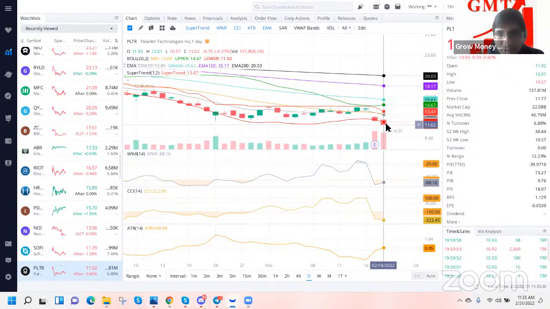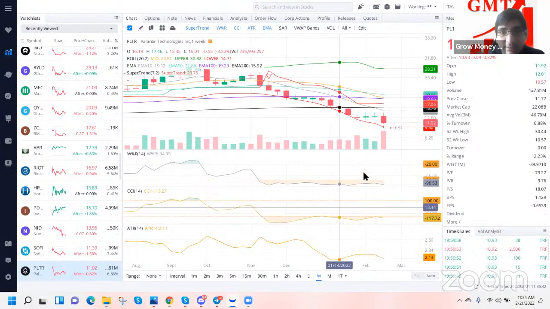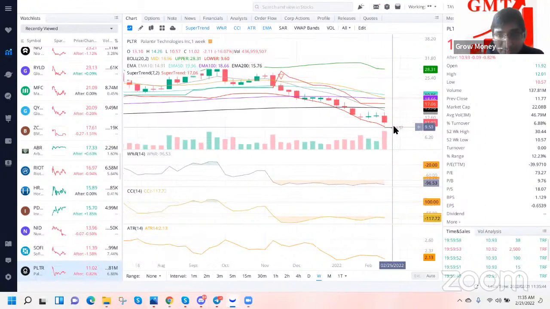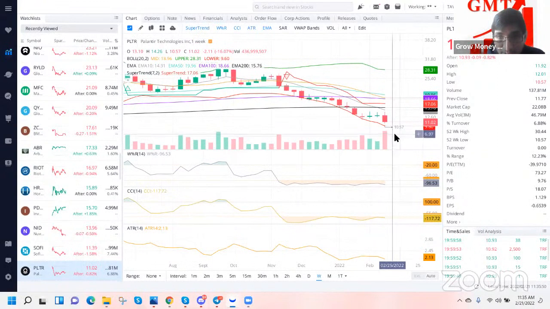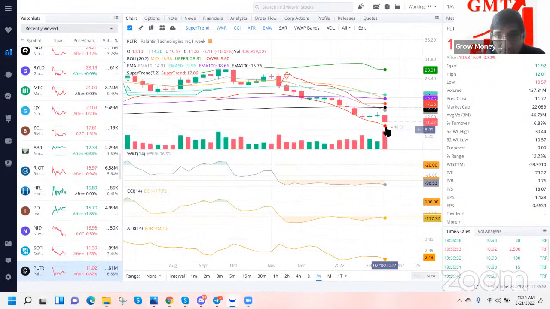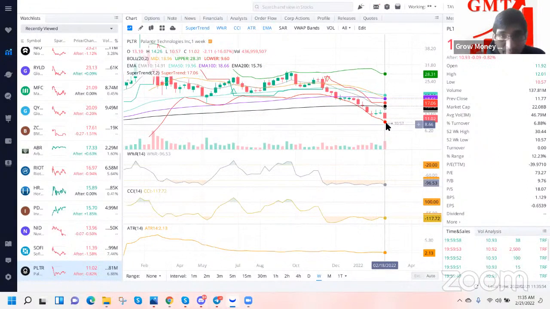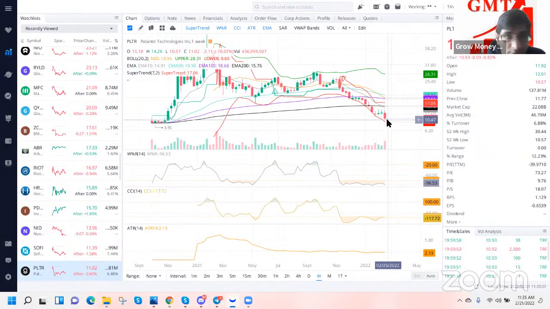As we see, the lower Bollinger Band has bent downward, and the Supertrend is downward. So that also confirms you can still expect it to drop further. If you look at the weekly chart, the lower Bollinger Band is downward. There's a support here at around 10.